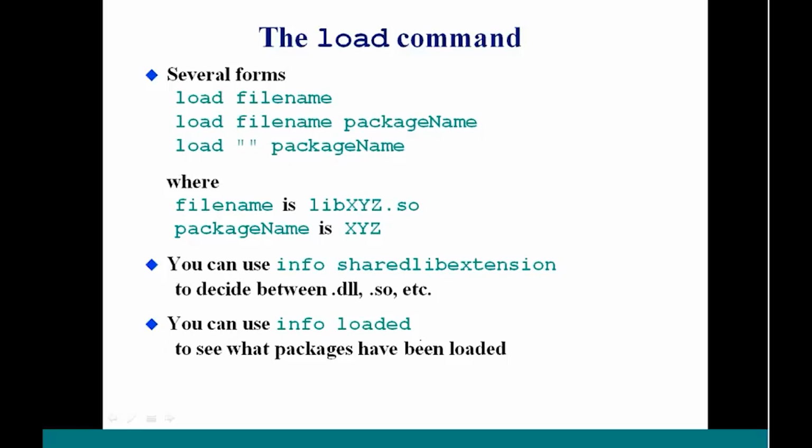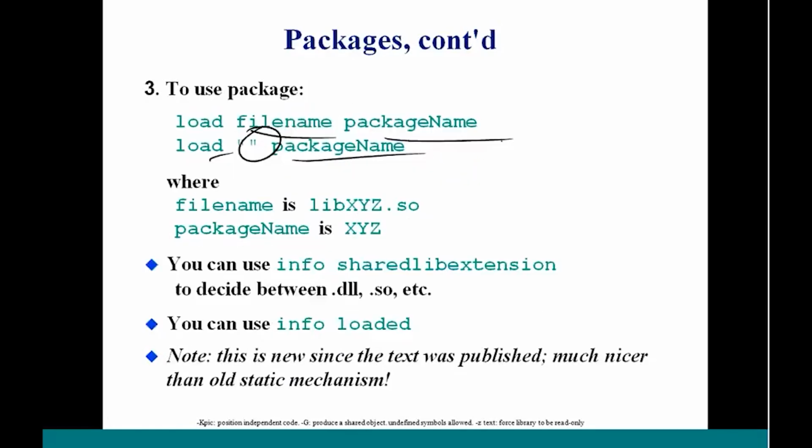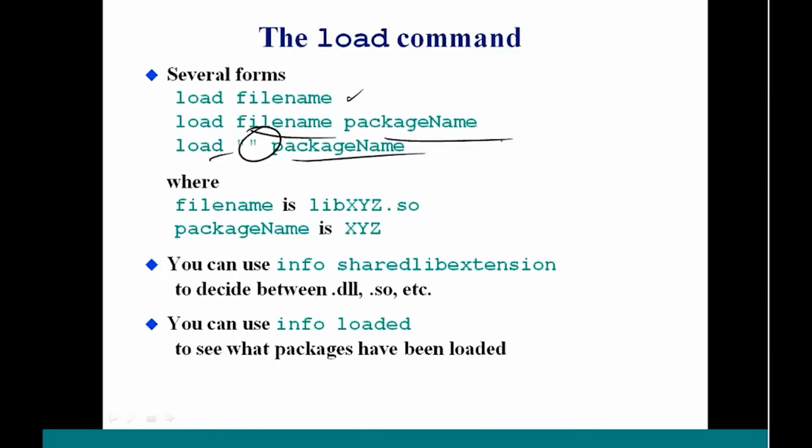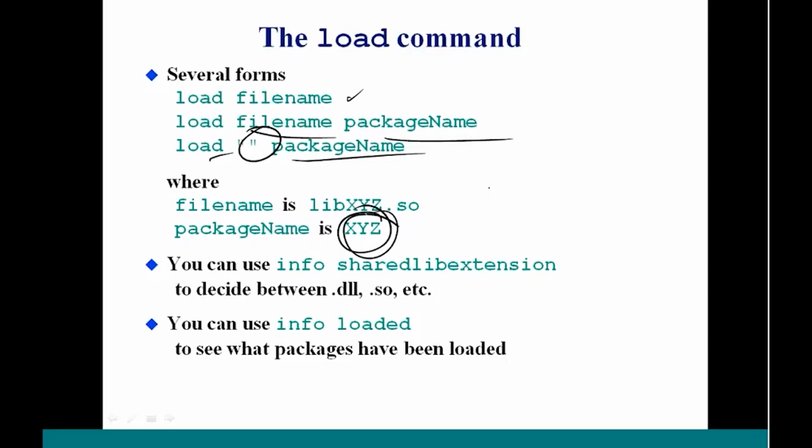Now let's talk about the load command. The load command has several forms: load filename, package name; load nothing, package name. Here the filename is the name of the file, basically rdb.so, and then the package name is the top-level package specification that is inside, which in this case is rdb. So in this case it will be just xyz.